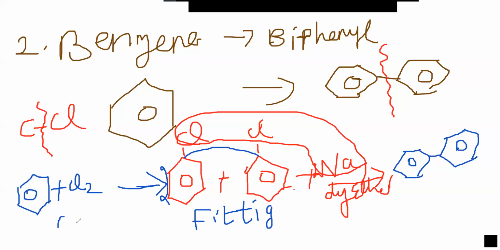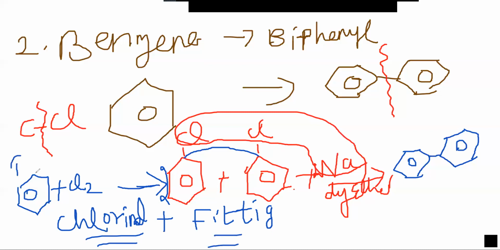So first one is chlorination. This conversion involves 2 steps. First step is chlorination. Second step is the Fittig reaction. So it is a 2-step conversion. First step, write the reaction: benzene plus chlorine in the presence of AlCl3 or FeCl3, any one of the reagents, a Lewis acid. It gets converted into chlorobenzene. Then next step, you write 2 molecules of chlorobenzene in the presence of sodium and dry ether, and it gets converted into biphenyl. So this is the second step of the conversion.